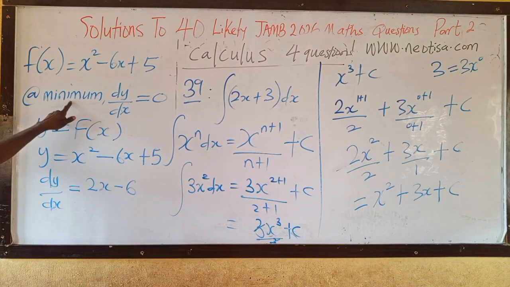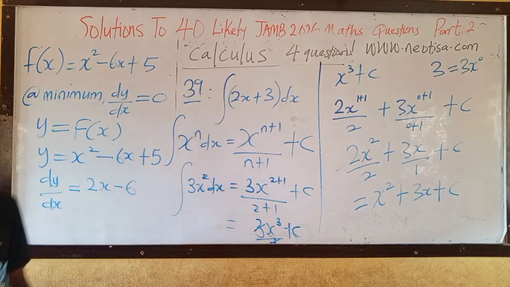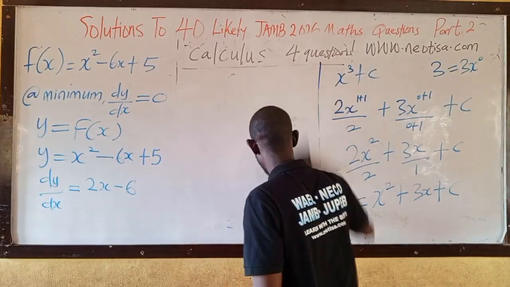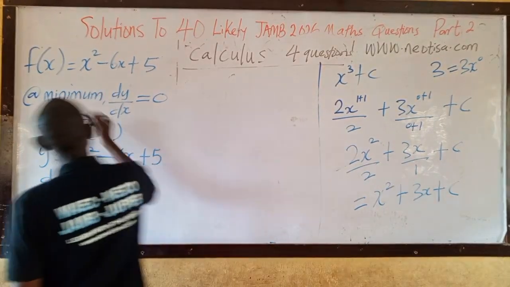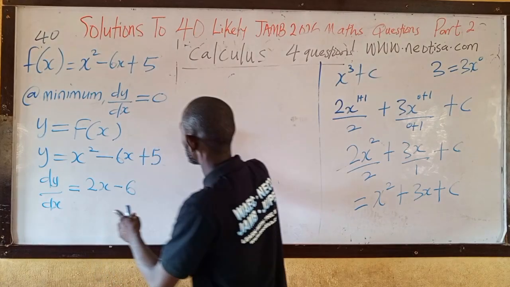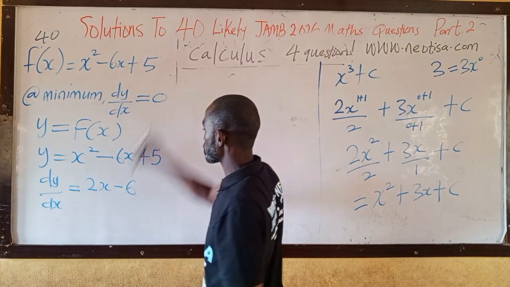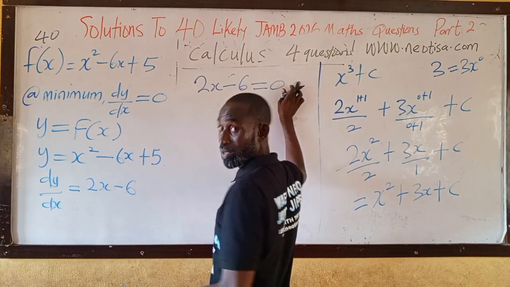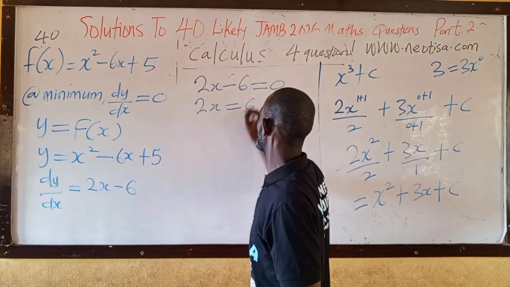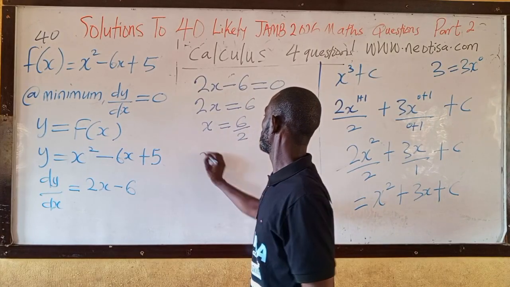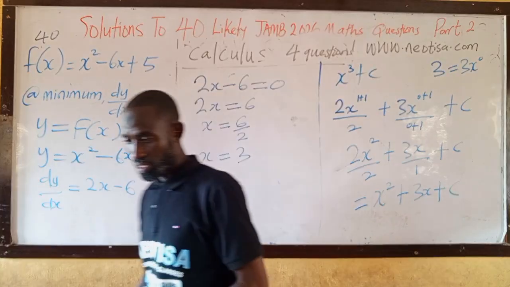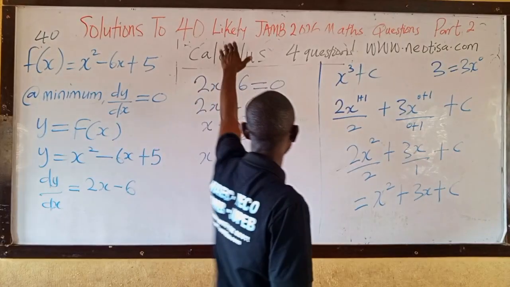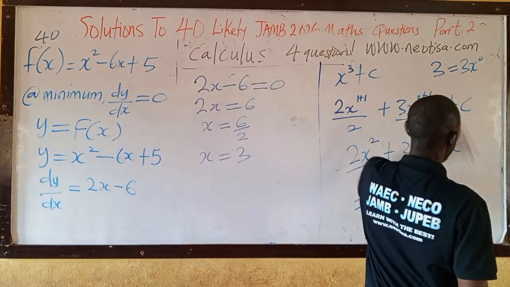And we said at minimum, our dy/dx must be equal to 0. I'll just equate this to 0. So it means 2x minus 6 equals 0. This will come here to become positive. Now 2x equals 6. Then x equals 6 over 2. x equals 3. And that is the concluded part of the solution to the 40 likely JAMB 2026 maths questions.